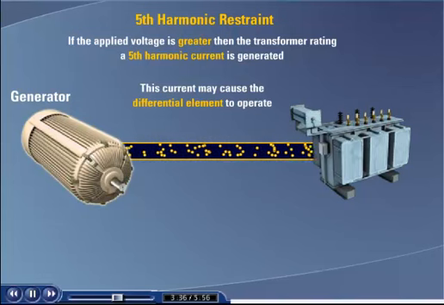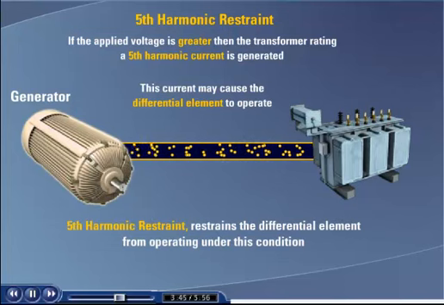differential element to operate. Short-term overexcitation is a common occurrence on a power system and is especially true for transformers connected directly to generators, and so this element is used to restrain or block the main differential element from operating when fifth harmonic currents that are present are large enough to cause the main differential element to operate.